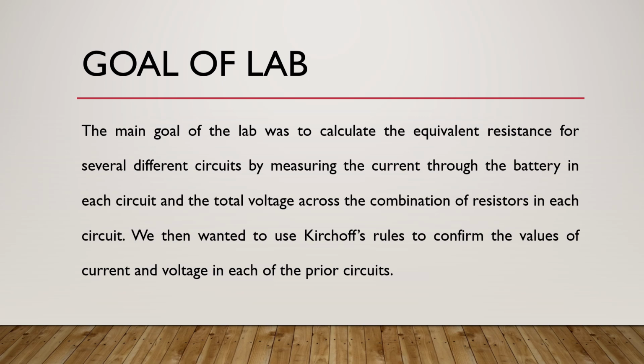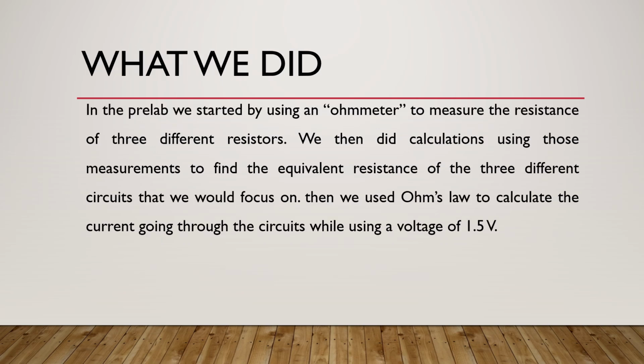The second way that we found the equivalent resistance was using Kirchhoff's rules. The loop rule and the junction rule were used to confirm the values of current and voltage in each of the prior circuits. So to start, in the pre-lab, we used a digital multimeter as an ohm meter to measure the resistance of three different resistors that we had.